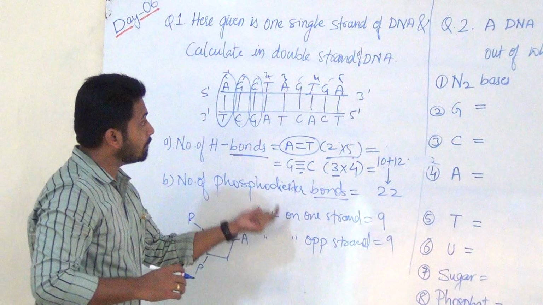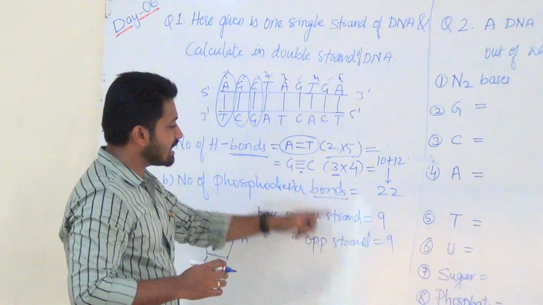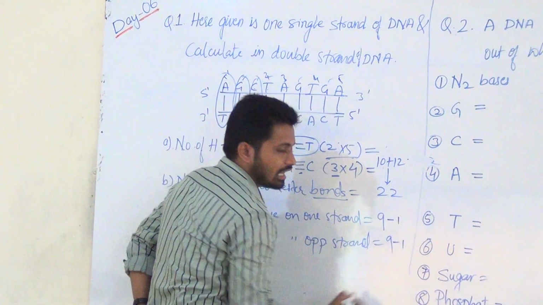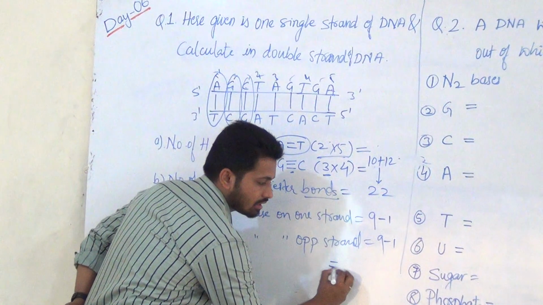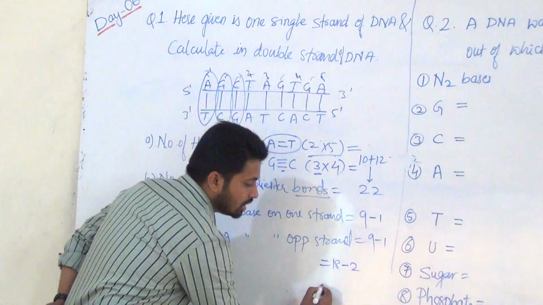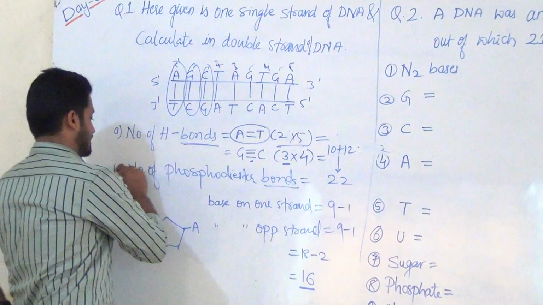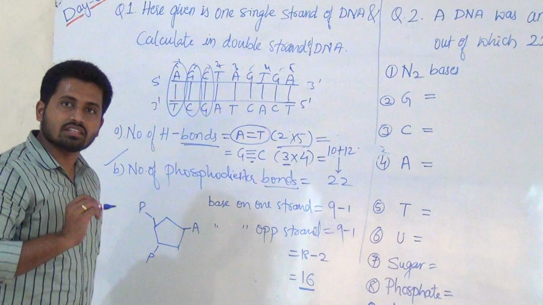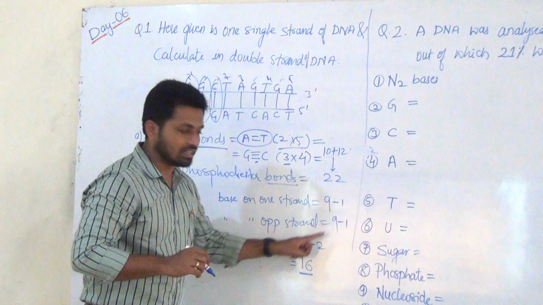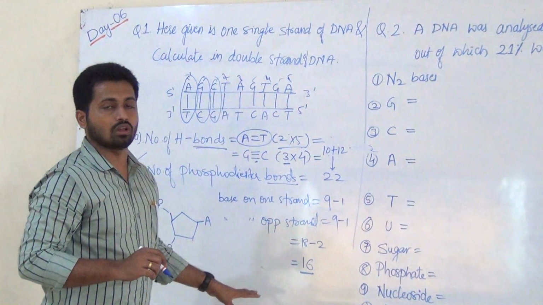So here the number of bases in one strand is 9, in the other strand is 9. So 9 minus 1, again 9 minus 1. Totally it will be 18 minus, on 2 strands, in the sense 18 minus 2, it will give 16 phosphodiester bonds. Very easy. That is 8 and 8, that is 16. Simple. So like this questions will be there and you can solve.